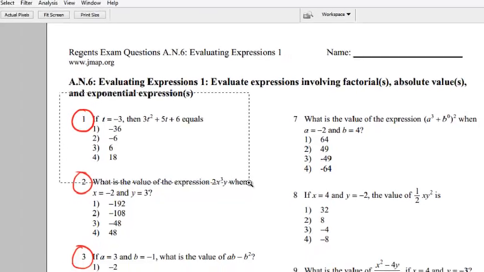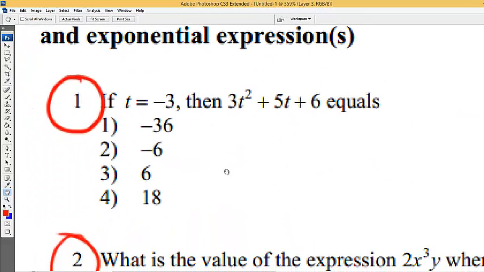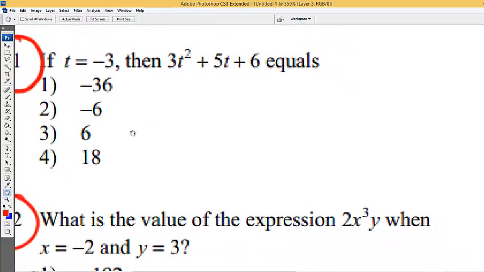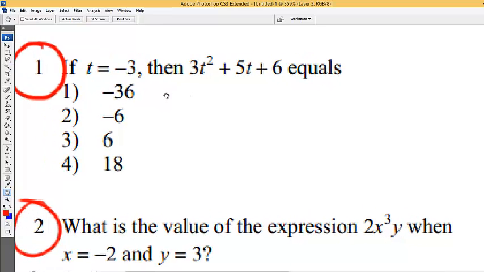These problems are actually pretty easy if you know how to use your graphing calculator. It says if t equals -3, then 3t squared plus 5t plus 6 equals what? And we've got 4 options, of course. So what I'm going to do is simply substitute -3 in for where the t is.